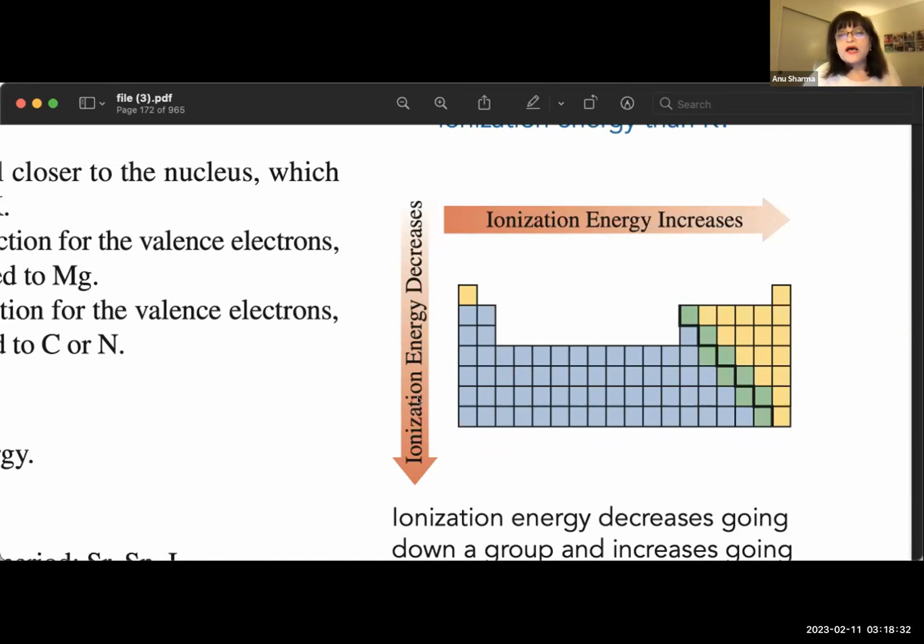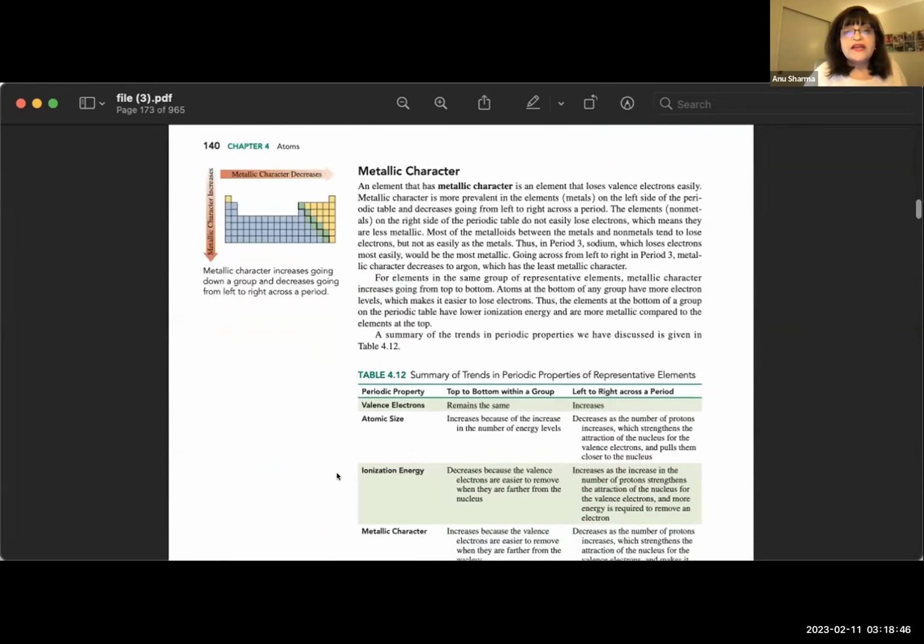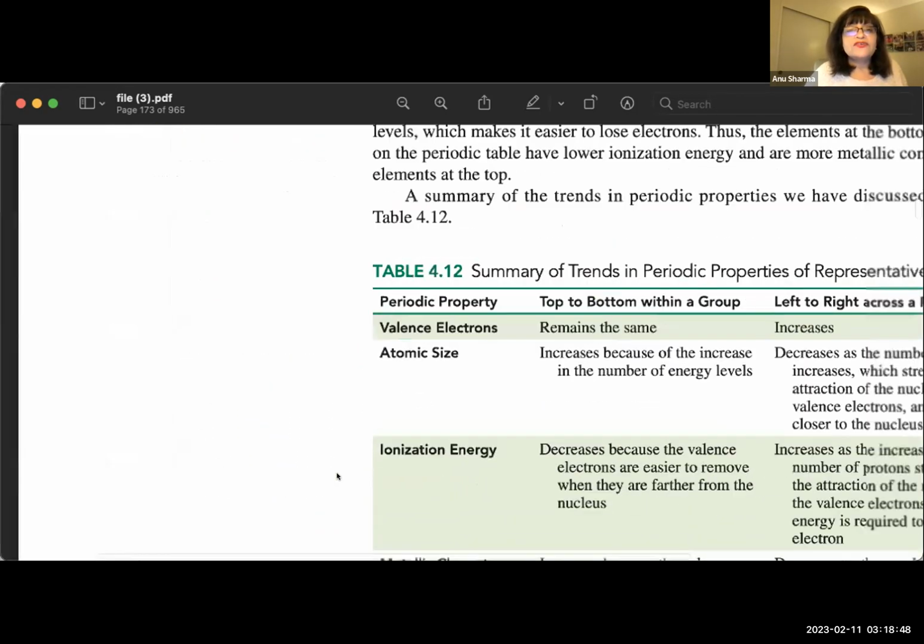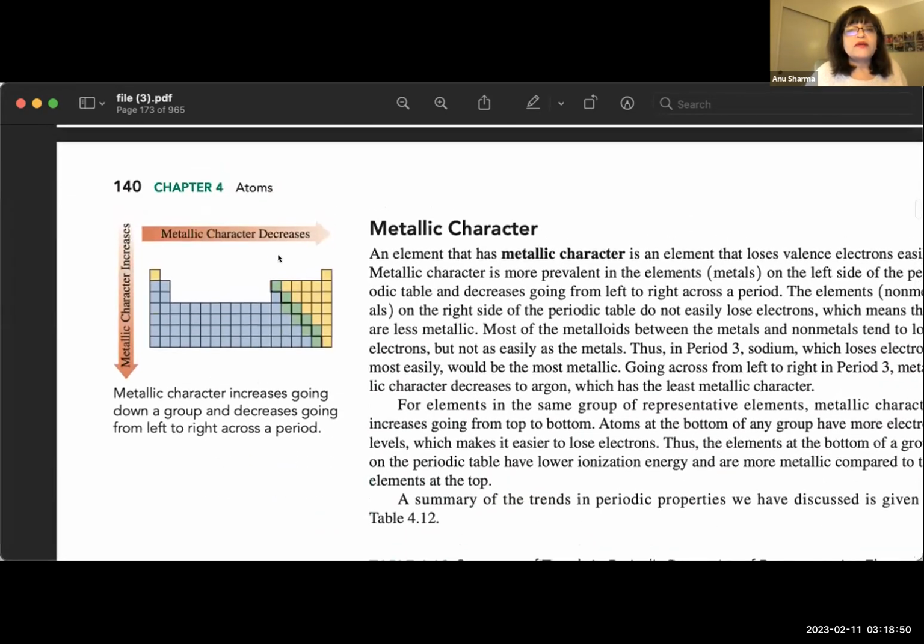Okay, so top down, the energy decreases. Less energy is needed to remove the electron, but left to right, the ionization energy, or the ionization potential, is increasing. Next is the metallic character. So we see that all the non-metals are here, all the metals are here, but the metallic character decreases.